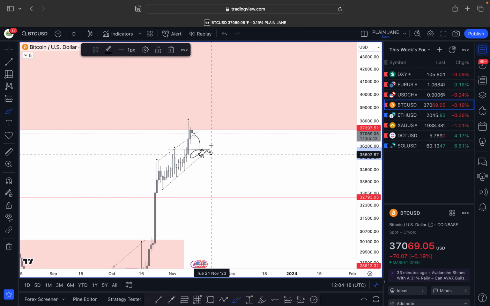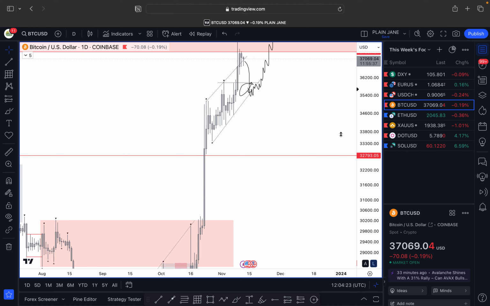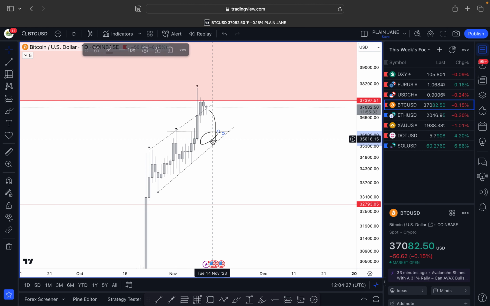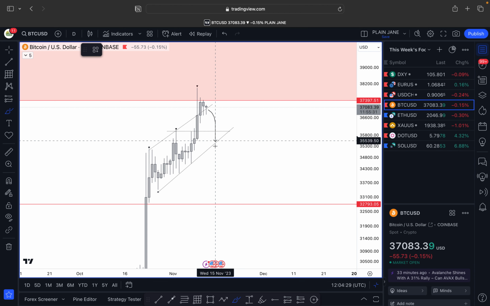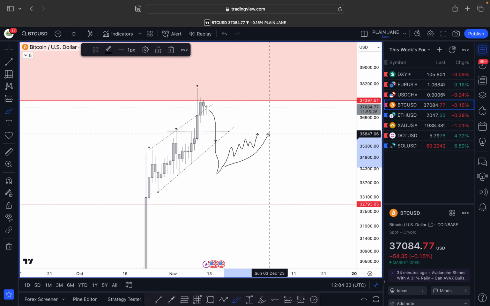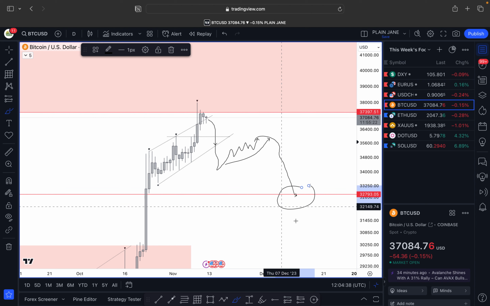Okay, and this level will need to hold if we are going to continue grinding up. However, if we absolutely lose this low, and we see consolidation, I'll be looking to short this back into 30 to around 32k.